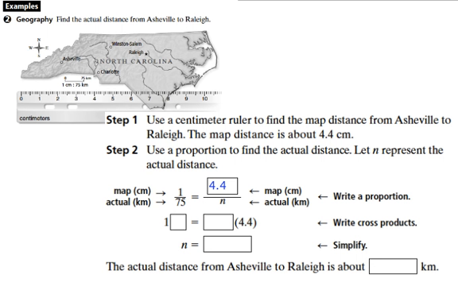actual distance. We're going to cross multiply, so we take 1 times n, so we have 1 times n on the left, and 75 times 4.4 on the right. On the left, 1n becomes n, and 75 times 4.4 is 330. The actual distance from Asheville to Raleigh is about 330 kilometers.